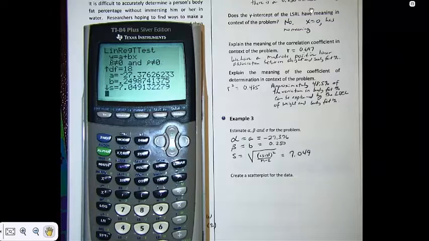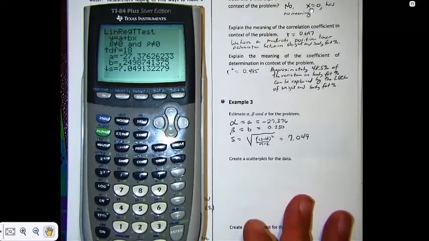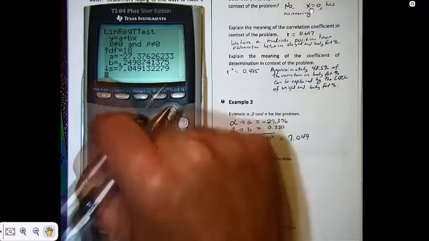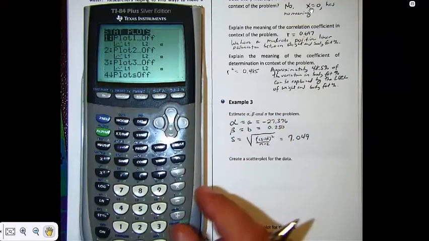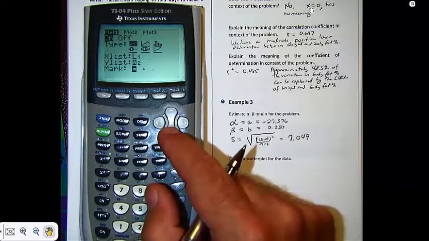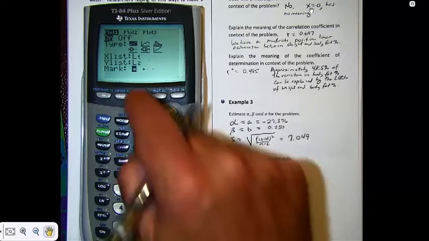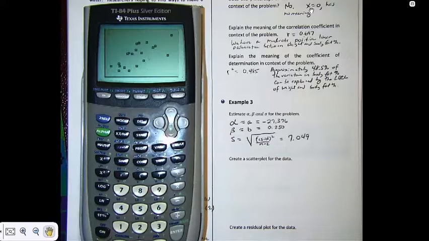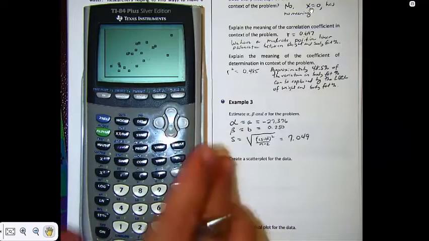Now let's go ahead and create the scatter plot. To create a scatter plot, I'm going to turn my stat plots on and choose the scatter plot option. My data is in list 1 and list 2. If I do a zoom 9 option, I'm going to get a scatter plot of the data. It appears that there is a positive linear association. It's not strong, but recall the value of our correlation coefficient was moderate. We had a correlation coefficient value of 0.697, so we had a moderate positive linear association.